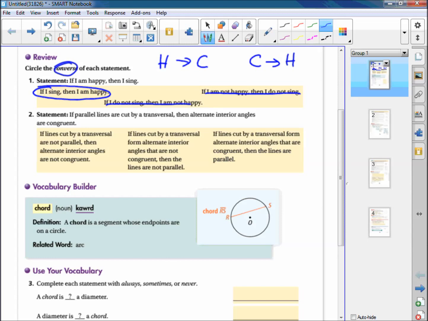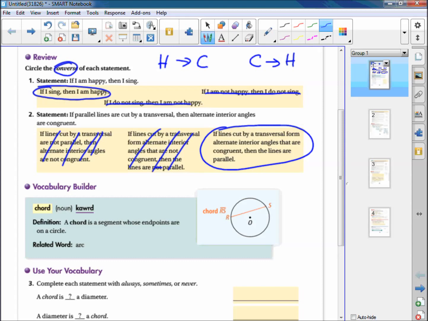If parallel lines are cut by a transversal, then the alternate interior angles are congruent. If I want to flip this around, I still need some lines to be cut by the transversal so that alternate interior angles are congruent, and then we could say the lines are parallel. So if lines cut by a transversal are not parallel, that's not what this is asking. If lines cut by a transversal form alternate interior angles that are congruent, then the lines are not parallel. That's not what this is saying. If lines cut by a transversal form alternate interior angles that are congruent, then the lines are parallel. That would be the converse.